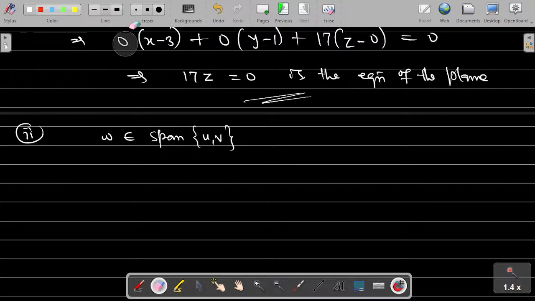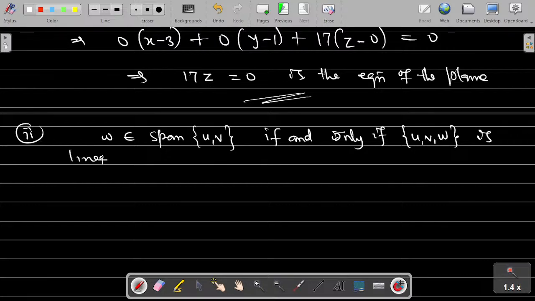W will be in the span of U and V if and only if U, V, W is linearly dependent. So if you pick an arbitrary vector from a vector space and you are able to show that it is linearly dependent on the span, then invariably that particular vector is also a member of that span. Okay, so let's now see that.